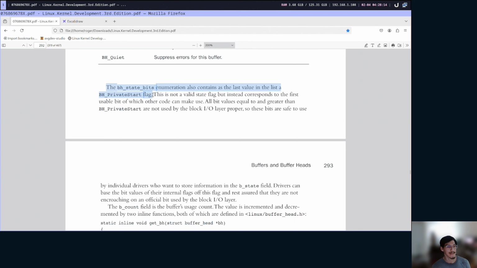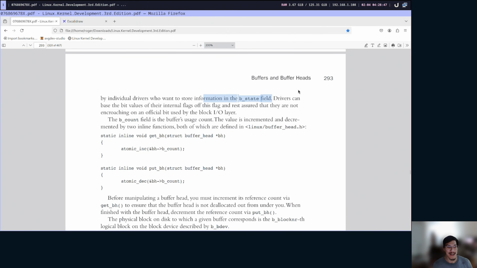Okay, so the bh_state_bits enumeration also contains, as the last value in the list, a BH_PrivateStart flag. This is not a valid state flag, but instead corresponds to the first usable bit of which other code can make use. All bit values equal to and greater than BH_PrivateStart are not used by the block I/O layer proper, so these bits are safe to use by individual drivers who want to store information in the b_state field. Okay, drivers as in hardware drivers. I was confused by that. So drivers can base the bit values of their internal flags off this flag and rest assured that they are not encroaching on an official bit used by the block I/O layer.